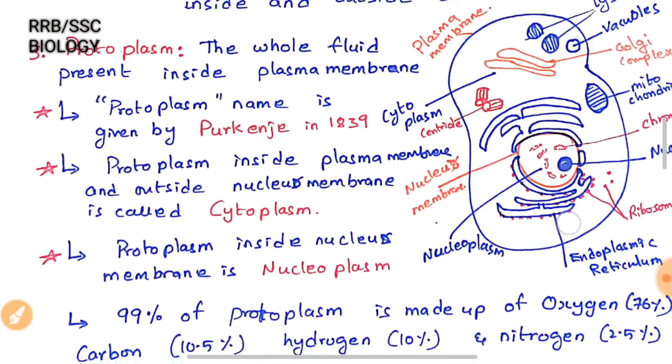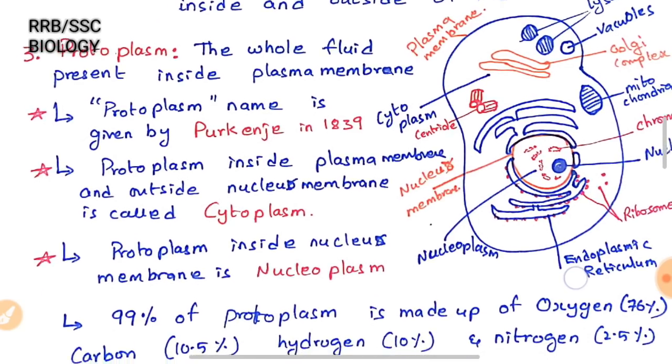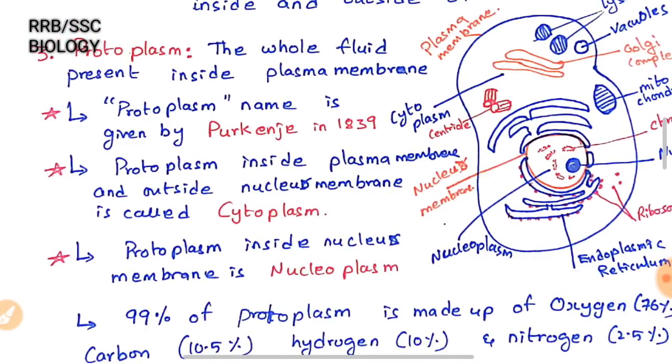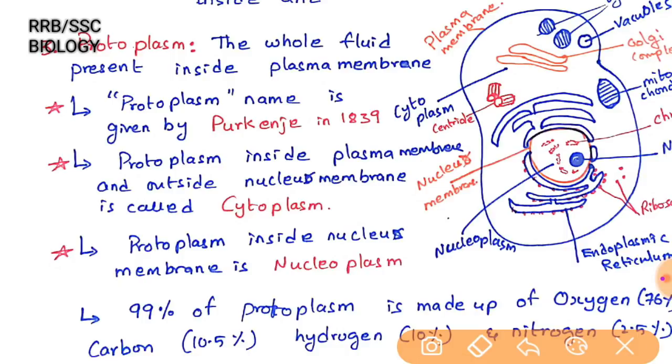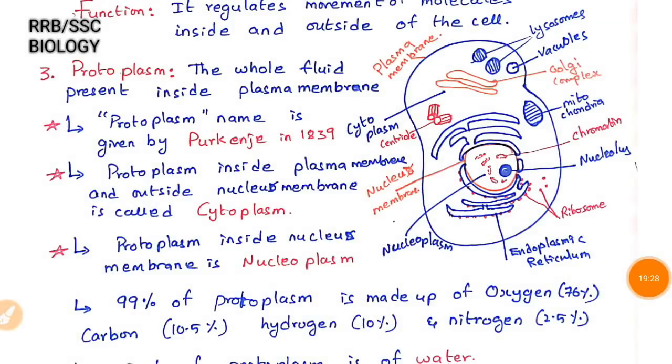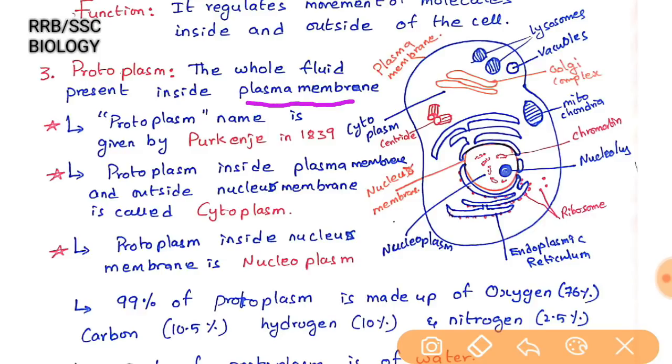And the third one is protoplasm. I have said earlier what is protoplasm. Protoplasm is nothing but the liquid or fluid present inside the plasma membrane. Actually, the name protoplasm was given by Purkinje in 1839. See friends, all this free space here is filled by protoplasm, friends.